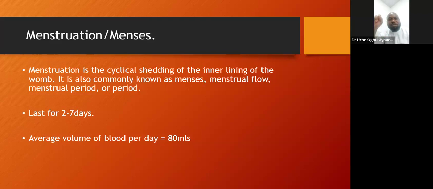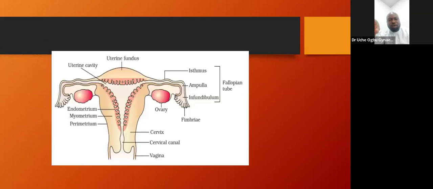Then the average volume is 80 mils per day, and this should fill about 4 average size perineal sanitary pads. Anything more than that might raise a suspicion of heavy menstrual flow. When it's less than that, you suspect that the menses is scanty.